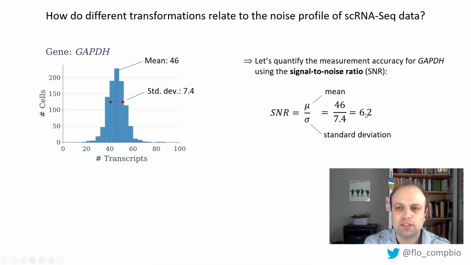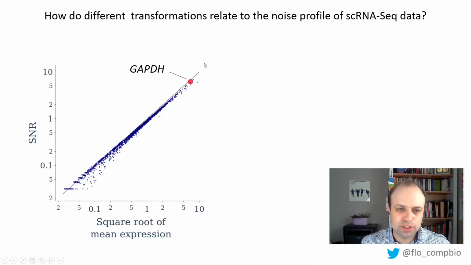In this case, the mean, which is presumably the true expression level of this gene, is 6.2-fold higher than the standard deviation, which is good. So the higher this number, the more accurate. Now we can do this for all the genes in the data set. GAPDH, like I said, is a very highly expressed gene.